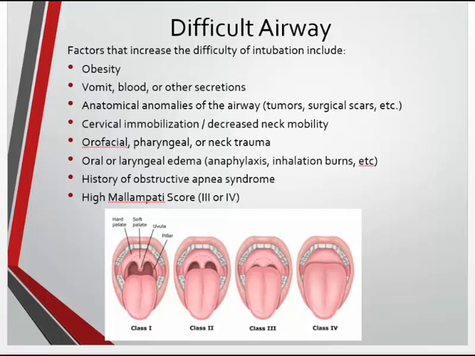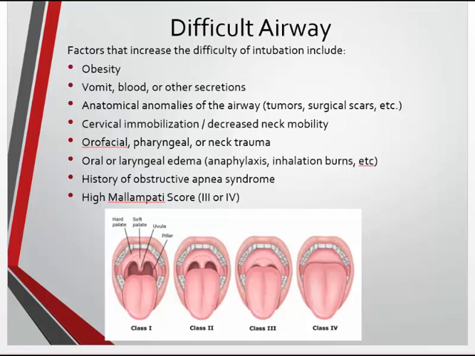Talking about difficult airways, and this is part of the reason why we're going to be putting the bougies onto the vehicles. Difficult airway, there's some factors that will increase the difficulty of your intubation. Obesity. If you get your large, heavy people, a lot of times there's a lot of tissue there. They don't open their airways very well. Difficult to see. Vomit, blood, other secretions, especially in a trauma situation, you may have a difficult time seeing because you have stuff in the way.